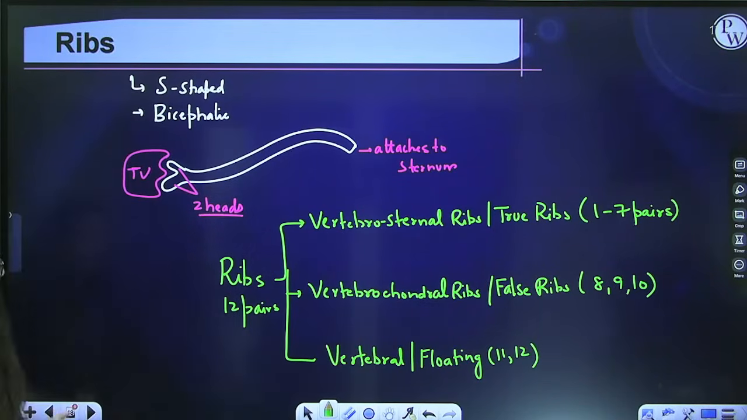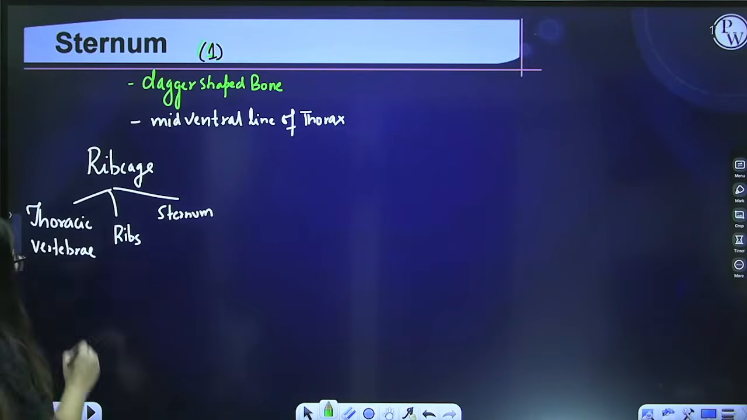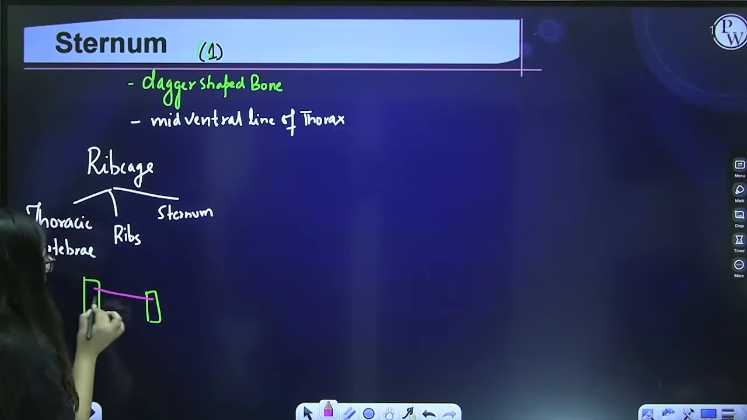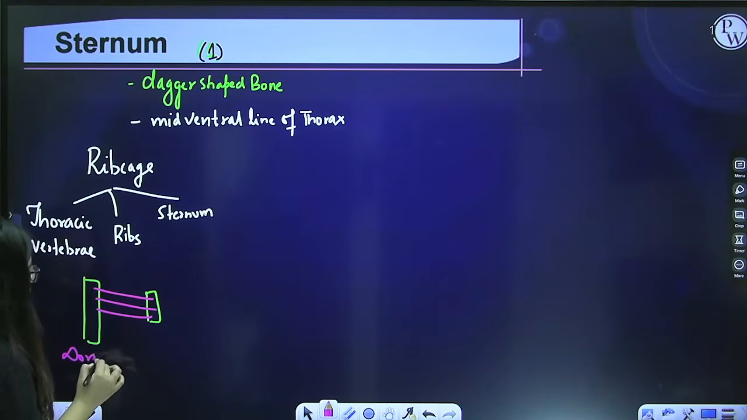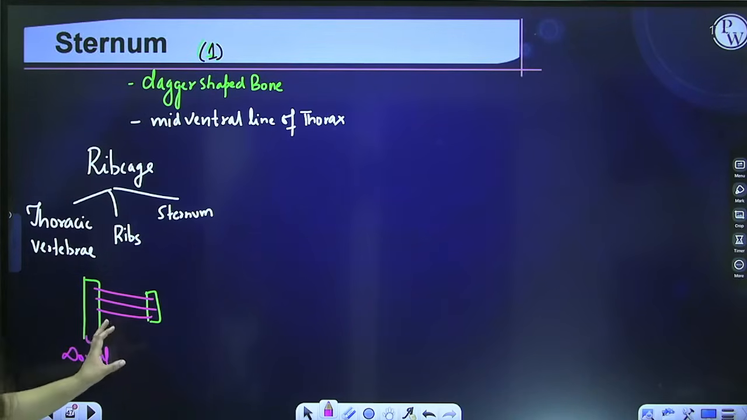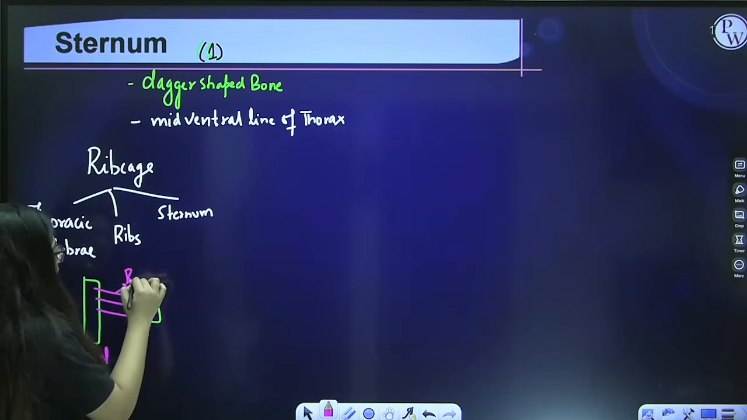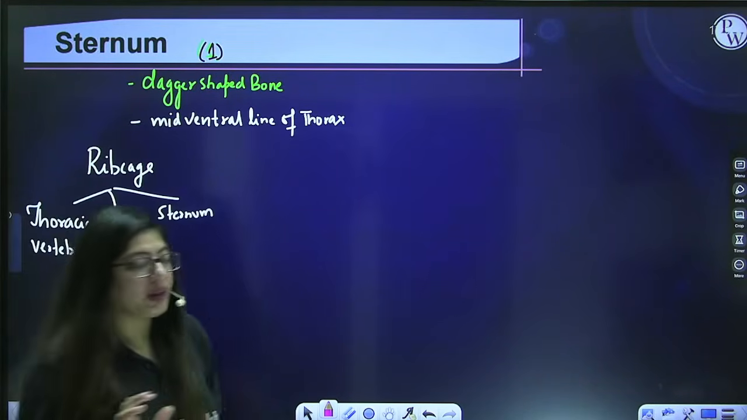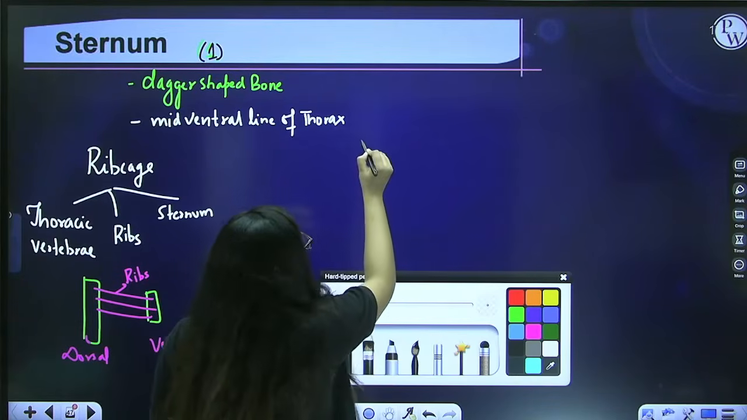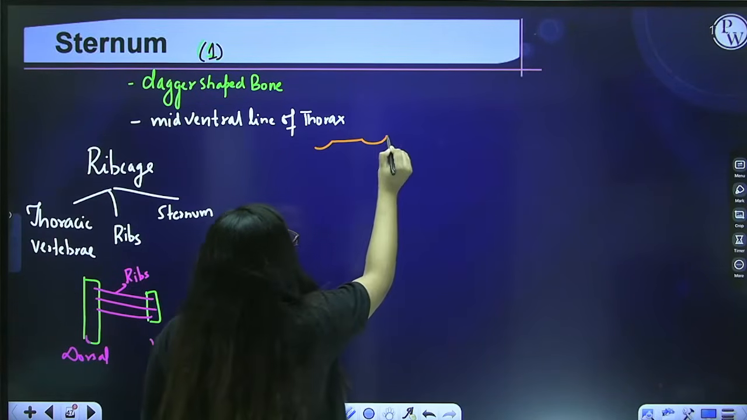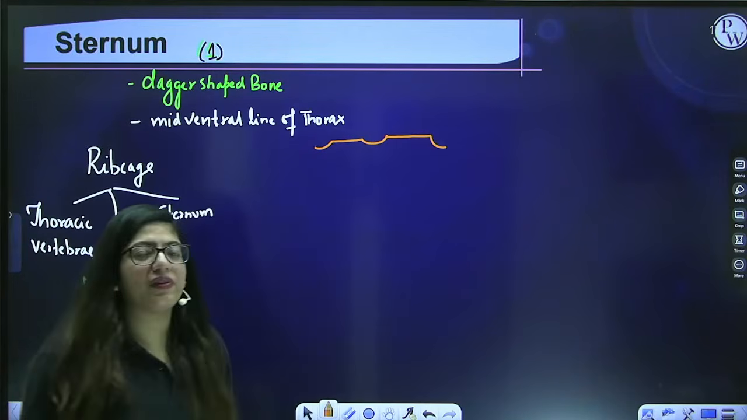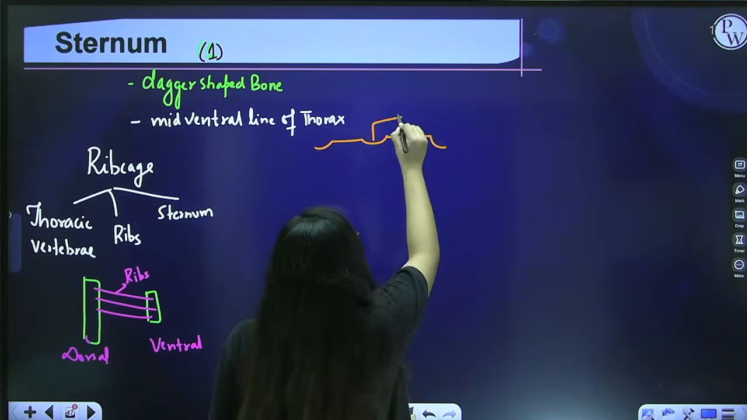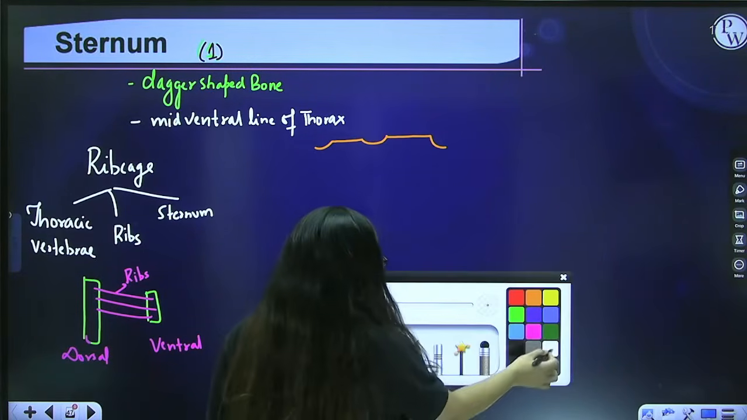Let's see. First of all, how the rib cage is formed. If this is a thoracic vertebra, this is a sternum, and these are ribs, this is how they are formed. On the dorsal side, the thoracic vertebrae form the dorsal side of the rib cage, the ribs are present laterally, and on the ventral side is the sternum. This is how the rib cage is formed. Now let's see what the sternum looks like. This is your sternum. On the upper surface, the sternum has this notch or depression. You call it the suprasternal notch.